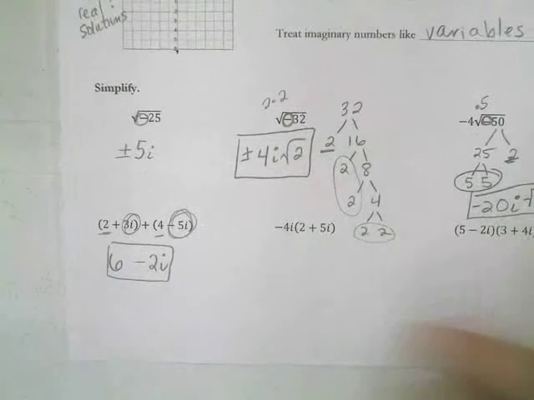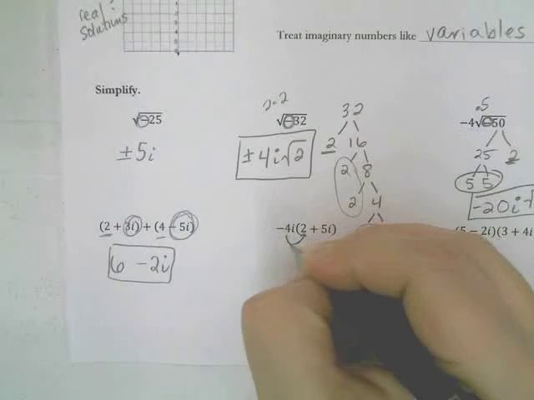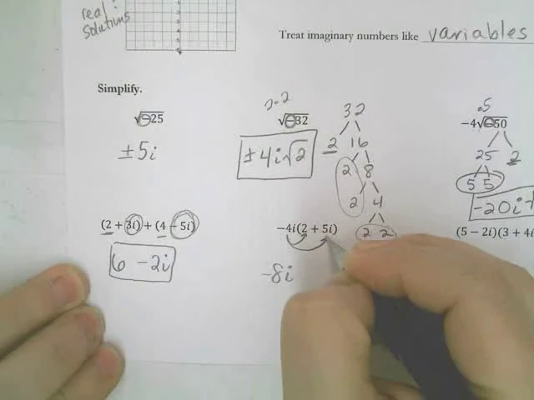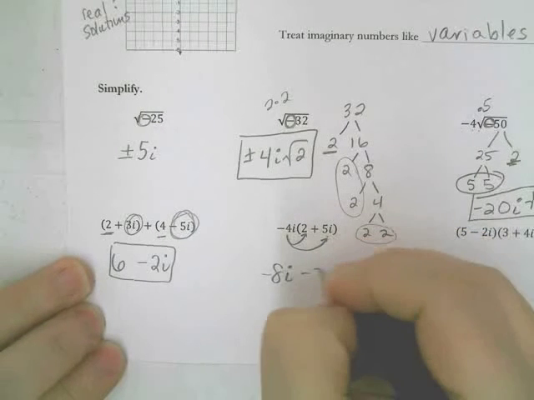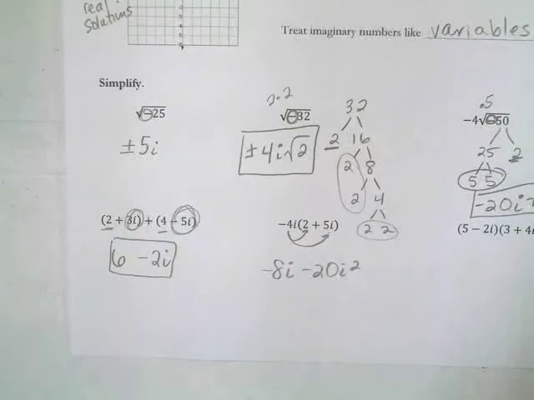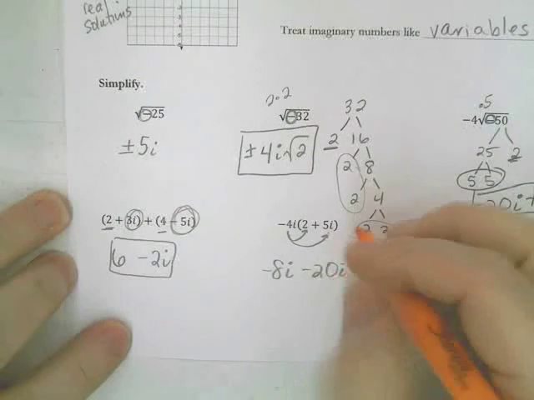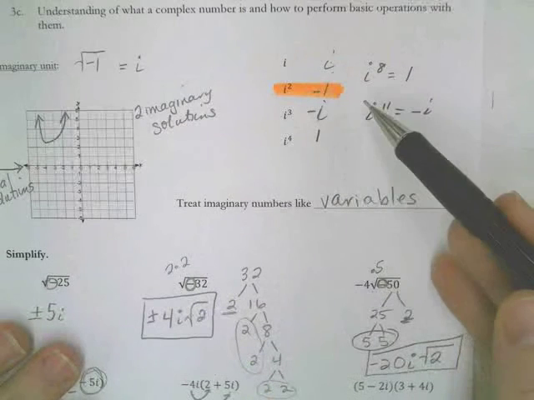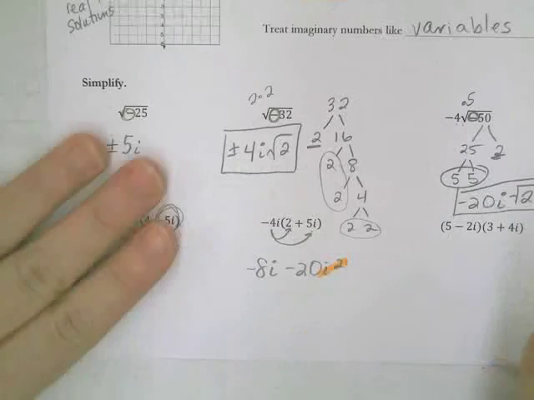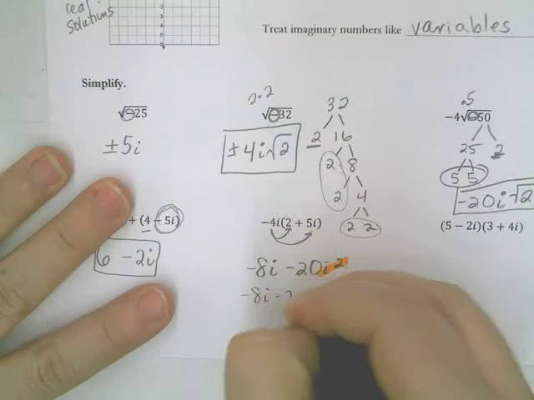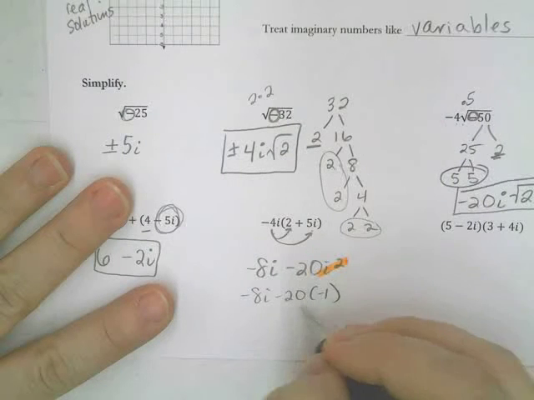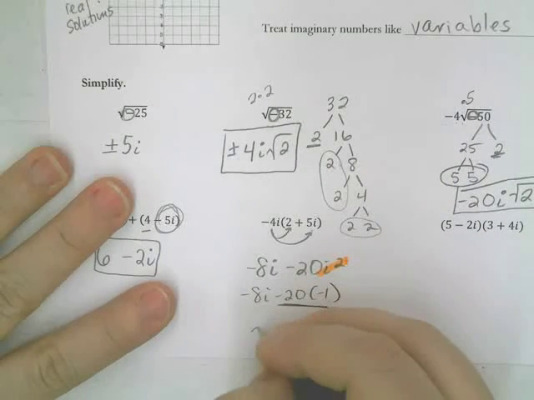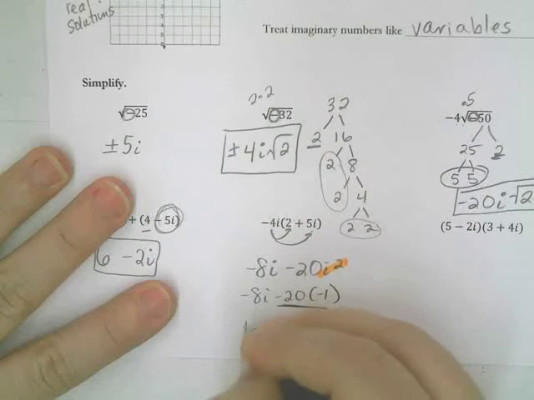For the second one, I have to distribute the -4i to each of these. So -4i times 2 is -8i. -4i times positive 5i is -20i squared. Well, I have an issue because of this i squared. You cannot have exponents for i's. And so i squared, if I look up here, is the same as -1. So instead of i squared, I'm going to plug in a -1. -20 times -1 is a positive 20. Numbers usually come first, so it'll be 20 minus 8i. And that's it.